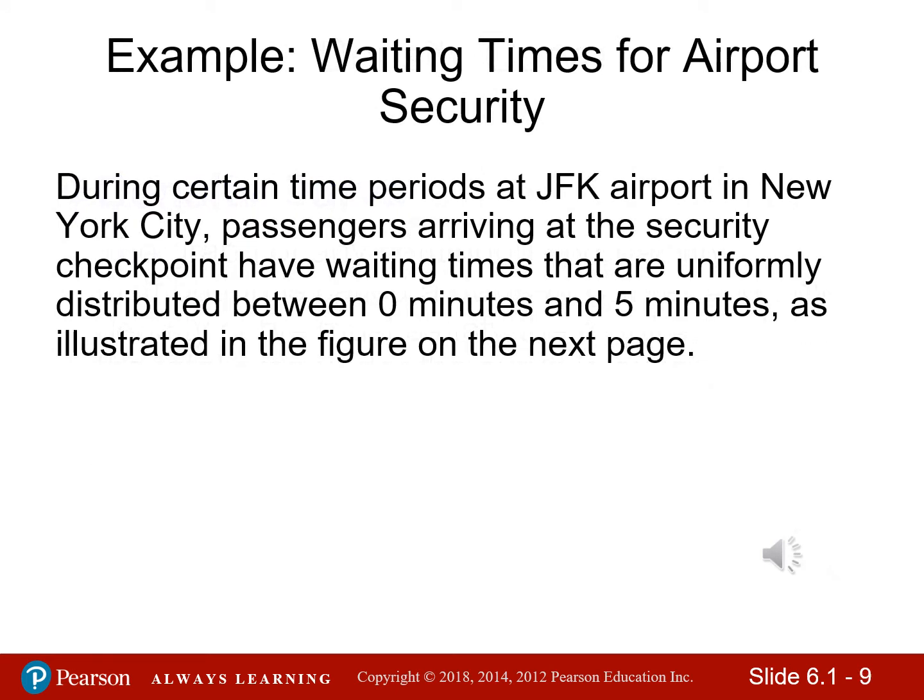Let's consider this example. During certain time periods at JFK Airport in New York City, passengers arriving at the security checkpoint may have waiting times that are uniformly distributed between 0 minutes and 5 minutes, as we will see on our next slide.